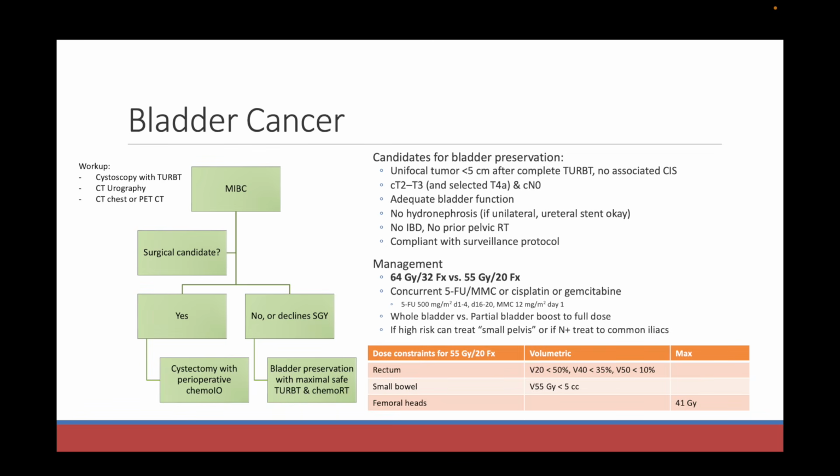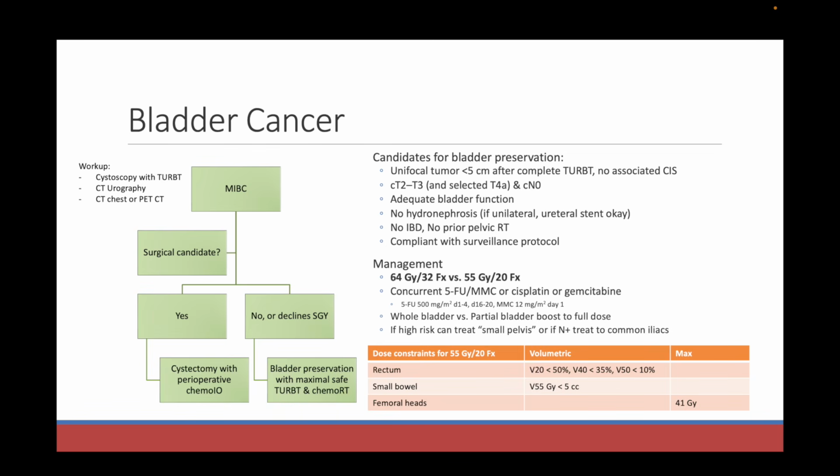So if a patient is a candidate for surgery, but they decline surgery, these criteria are really important when making a recommendation for chemoradiation. If a patient simply can't get surgery because of other comorbidities, then of course we do the best we can with chemoradiation. But if patients have a really solid chance at cure with surgery and they're declining surgery, then they need to meet these criteria for bladder preservation. So what are they? They need to have a unifocal tumor that's less than 5 centimeters after complete TURBT and no associated carcinoma in situ.